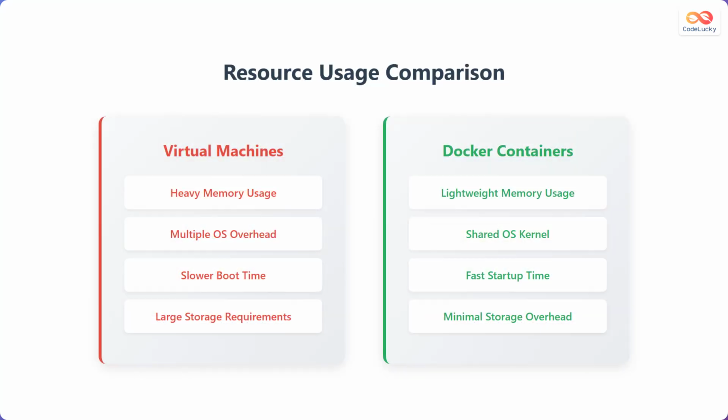Now let's compare the resource usage of virtual machines and Docker containers. Virtual machines tend to have heavy memory usage because each VM runs its own full operating system. This leads to multiple operating system overheads, slower boot times, and large storage requirements.